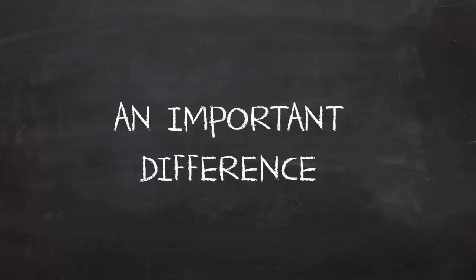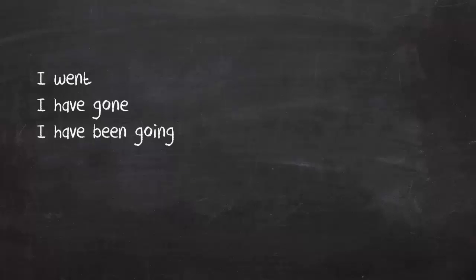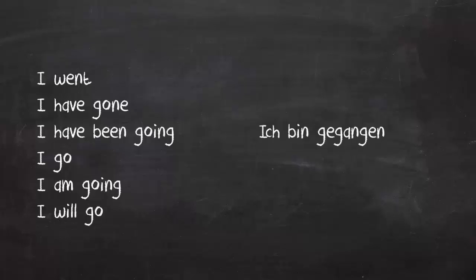Let's take a look at the verb to go, for example. I went. I have gone. I have been going. I go. I am going. I will go. In German, you need only 2 verb tenses in order to cover all of these scenarios. Ich bin gegangen and ich gehe. Present and past. The future can be expressed by using the present tense and a word that indicates future time.